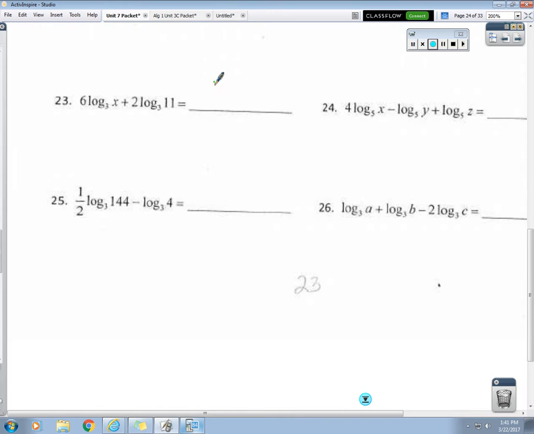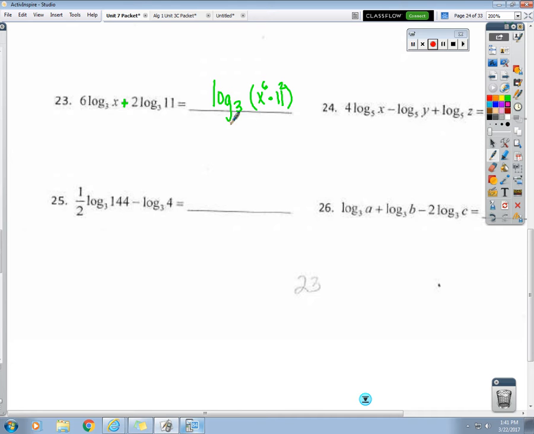Log base 3. And then it's addition, which means over here it's multiplication. So x times 11. But the x is raised to the 6th power, and the 11 is raised to the 2nd power. So technically that is the correct answer, but you're probably going to see it simplified a little further to something like this. Log base 3.